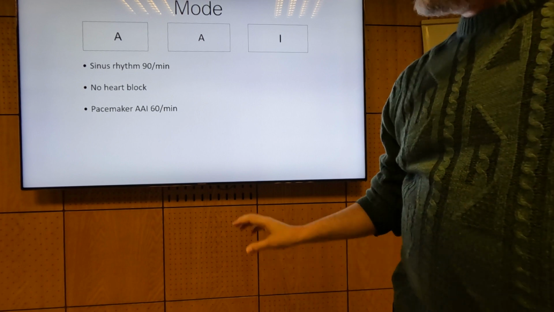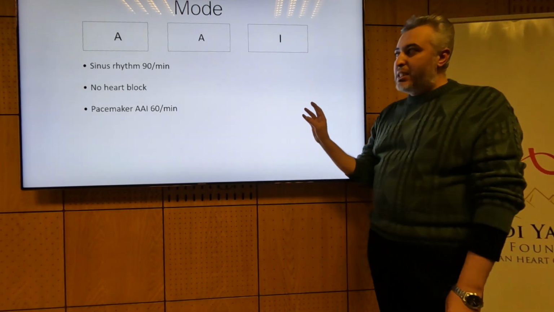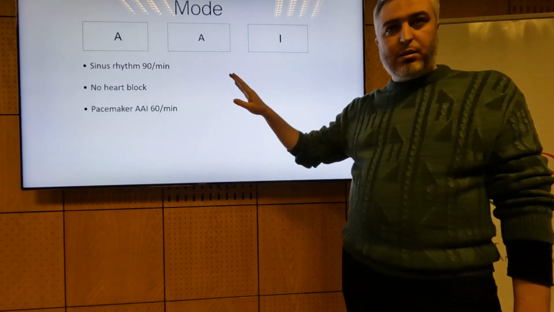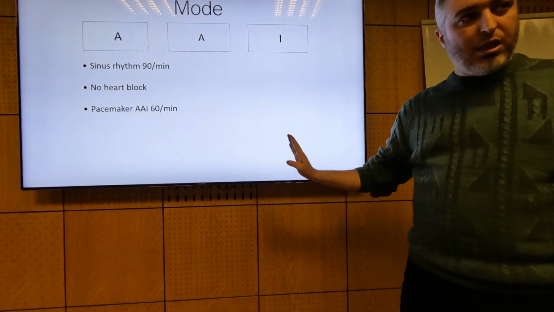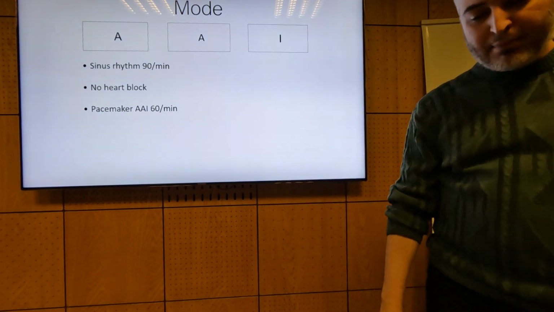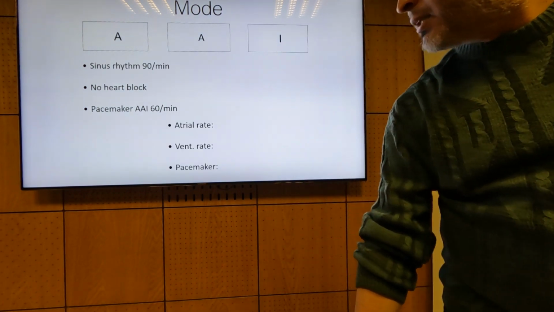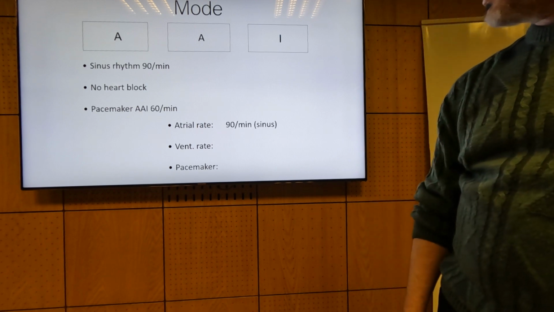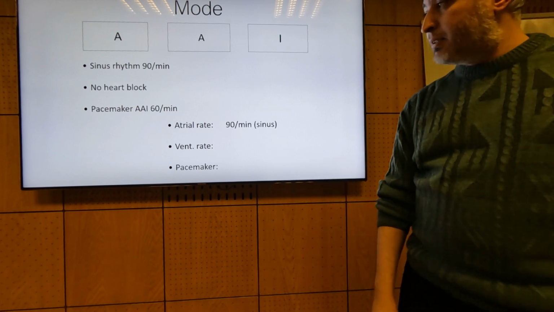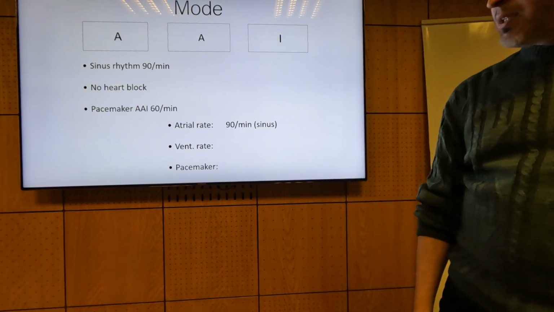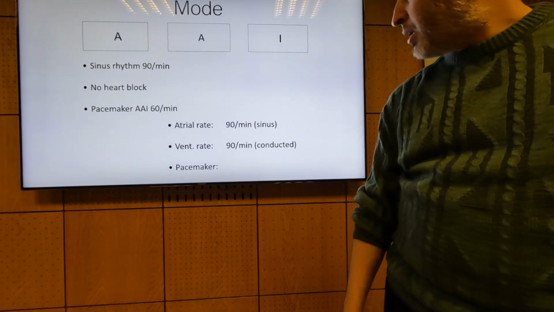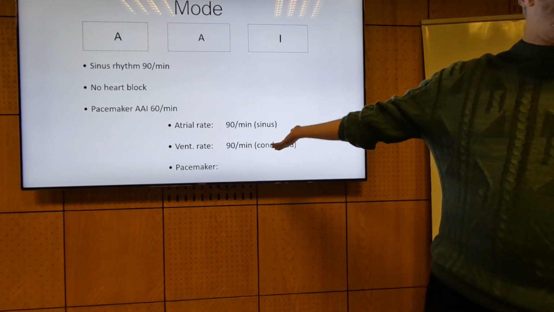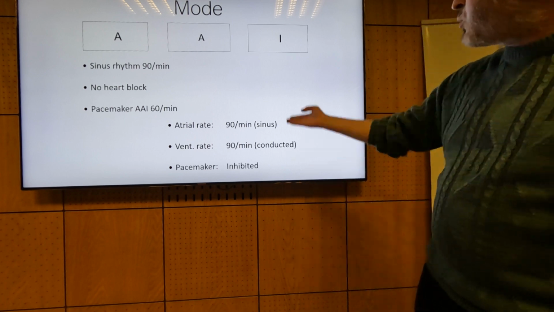Let's assume another patient has a sinus rhythm of rate 90 per minute. He does not have heart block, and we connect a pacemaker with a mode of AAI at a rate of 60. What's the atrial rate? 90. It comes from the sinus. What's the ventricular rate? 90. Where does it come from? Conducted. And now what's the pacemaker doing? It is being inhibited, because that's what you tell it to do.